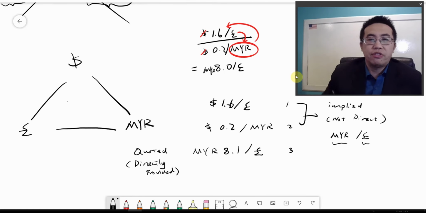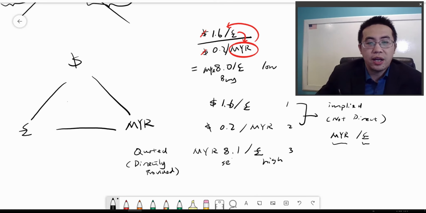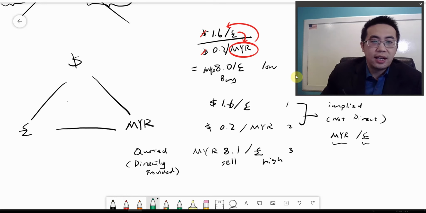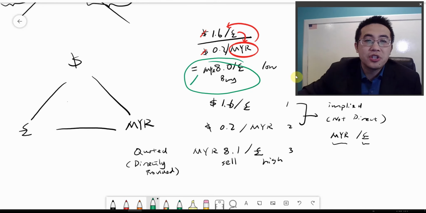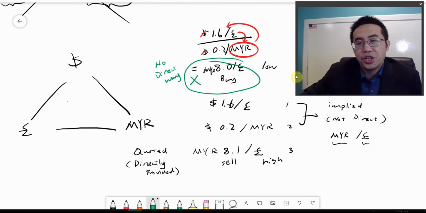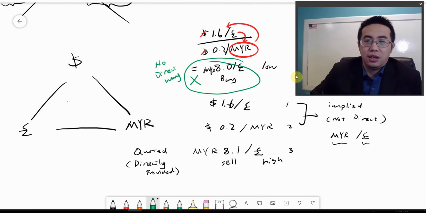Now we see a price difference. This is a lower one, and this is a higher one. So you will buy from here and then sell right here. There's no way that you can directly buy at 8.0 Malaysian ringgit per pound. There's no direct way to get the 8.0 ringgit per pound because you have to do the trades with the dollar getting involved. But there's a way you can sell at this 8.1 ringgit per pound.